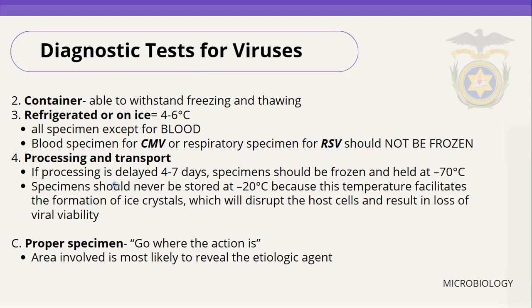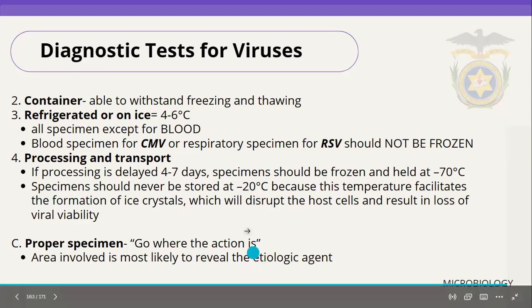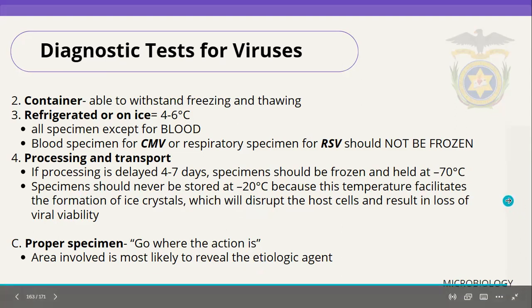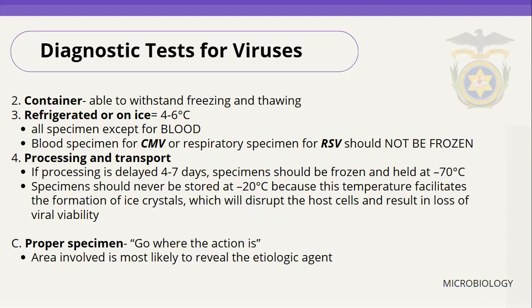So the next one, we have our processing and transport. So if processing is delayed 4 to 7 days, the specimen should be frozen and held at negative 70 degrees Celsius. So specimen should never be stored at negative 20 degrees Celsius because this temperature facilitates the formation of ice crystals. And the next one, proper specimen: go where the action is. So always remember that the area involved is most likely to reveal the etiologic agent.